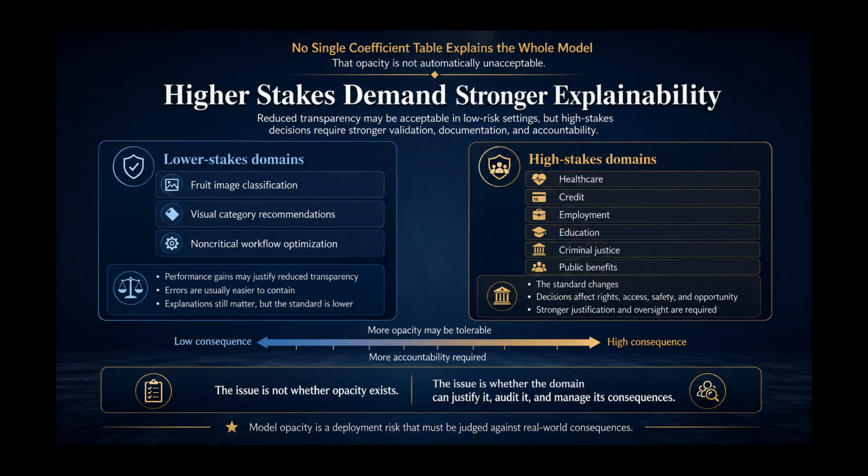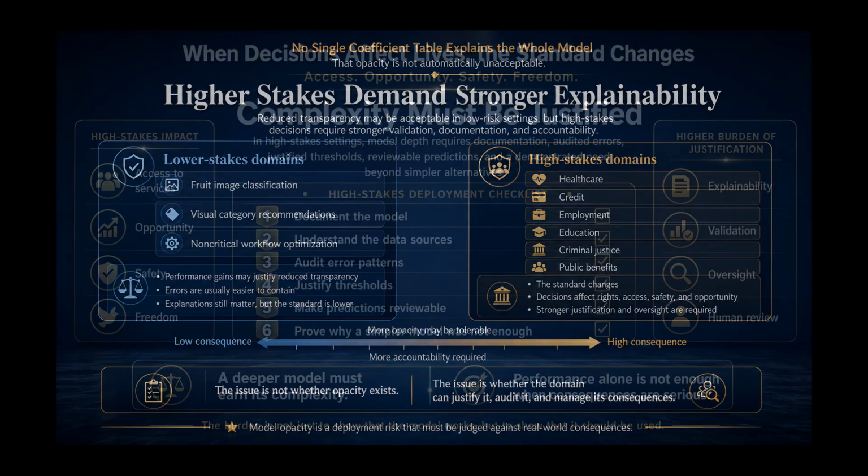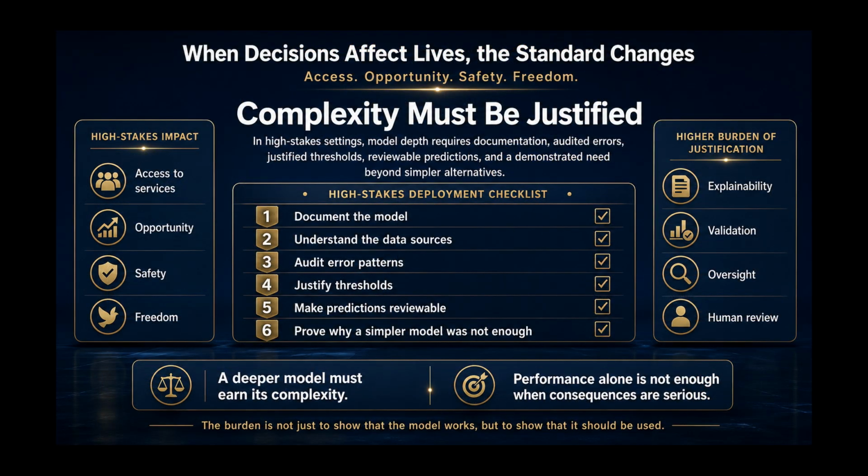In low-stakes domains, such as classifying fruit images, recommending visual categories, or optimizing a non-critical workflow, the performance gain may justify the reduced transparency. But in high-stakes domains, the standard changes. Healthcare, credit, employment, education, criminal justice, public benefits. Any setting where automated decisions affect access, opportunity, safety, or freedom requires a higher burden of justification.